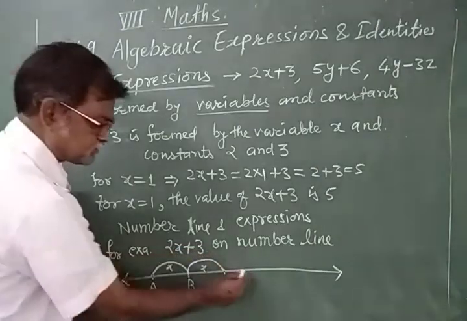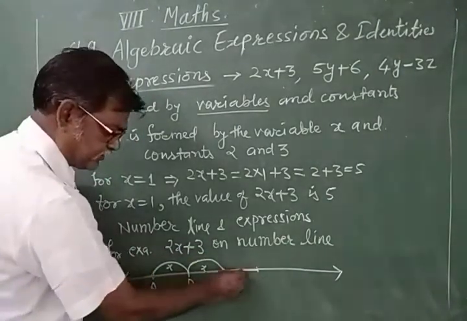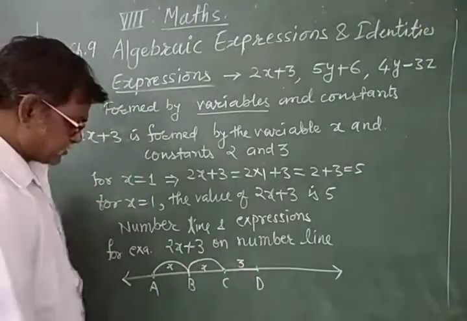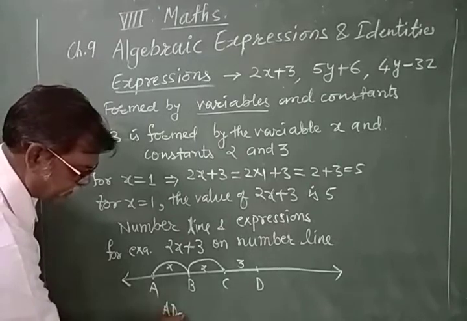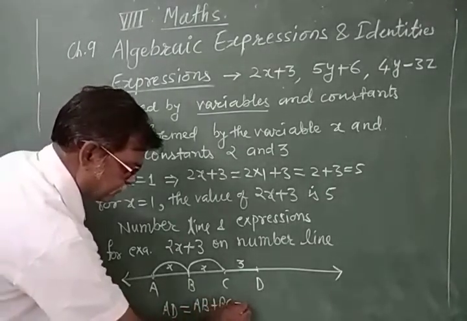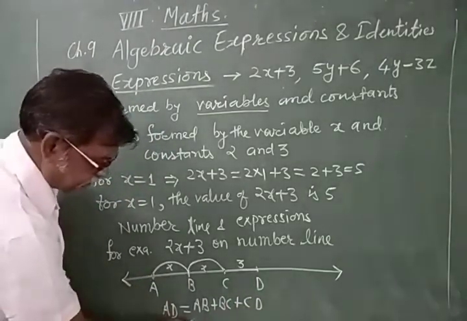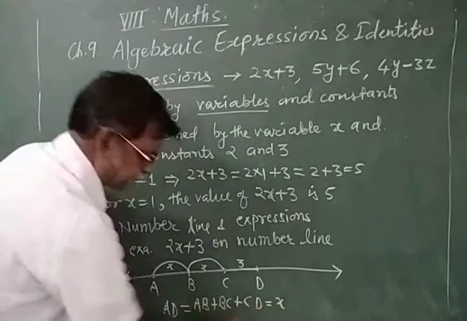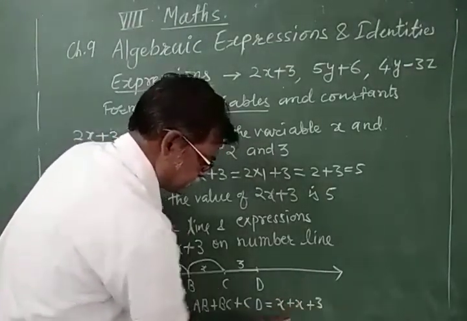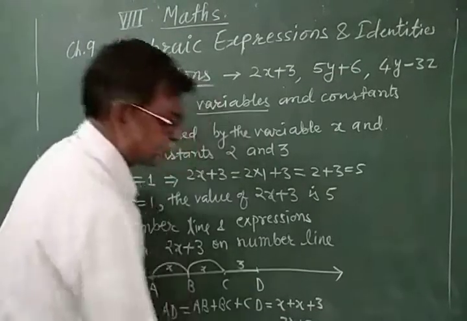And this is the constant. Wherever you want, because we are not taking a unit here, this CD is 3. So AD will be equal to AB plus BC plus CD. Now AB is x, BC is also x, and CD is 3. So it will be 2x plus 3.